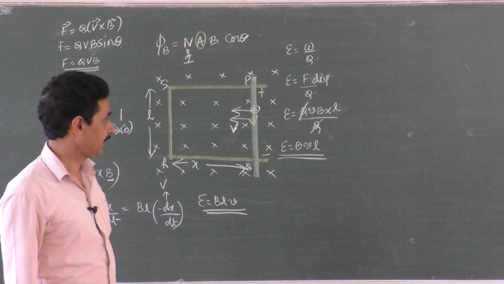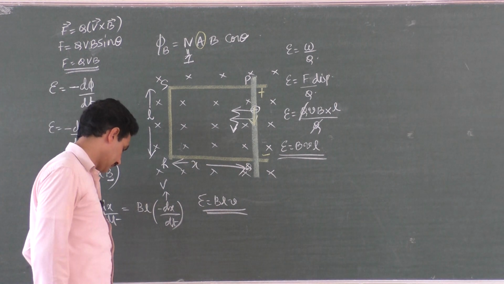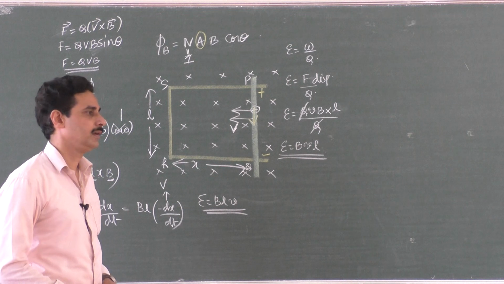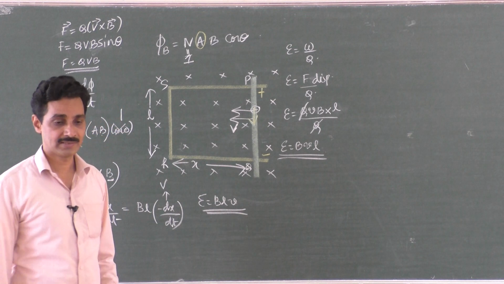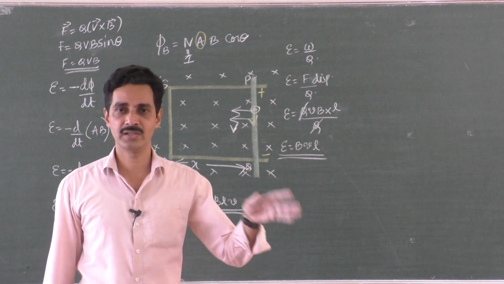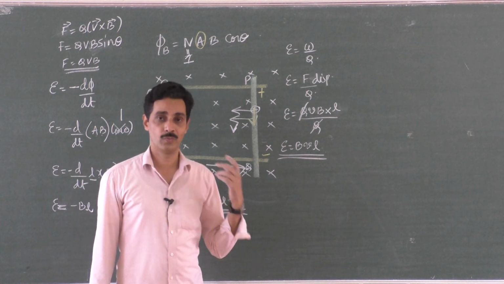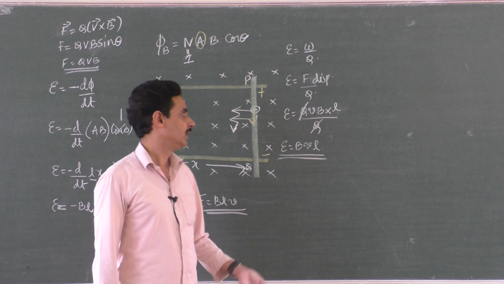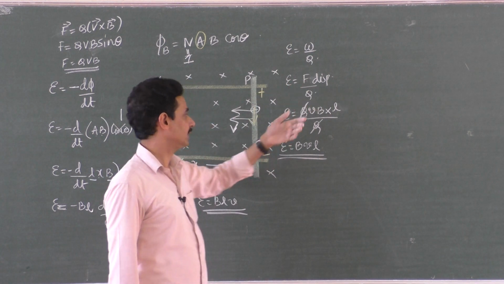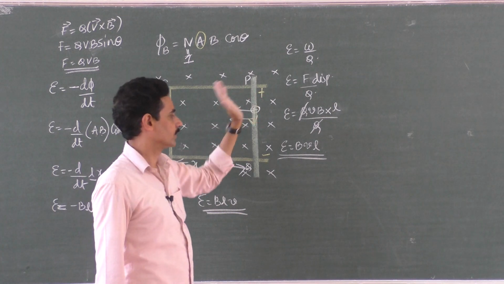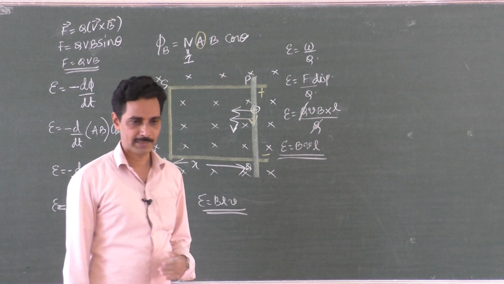Very simple argument here, right? So you can derive induced EMF, motional EMF as BVL by using force acting on a charged particle as well as the definition of potential difference. Definition of potential difference says it is the work done in taking the charge. Work done is force into displacement, force acting on the charged particle through a displacement of L, so you can get BVL. That's one part.